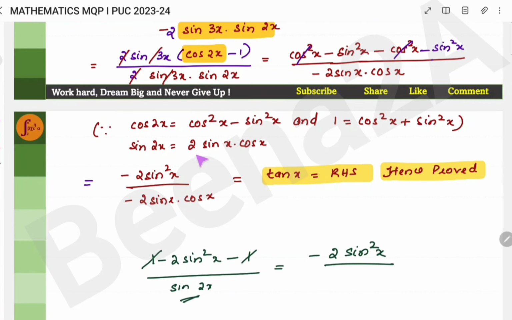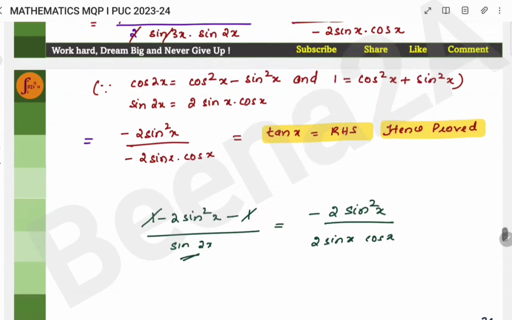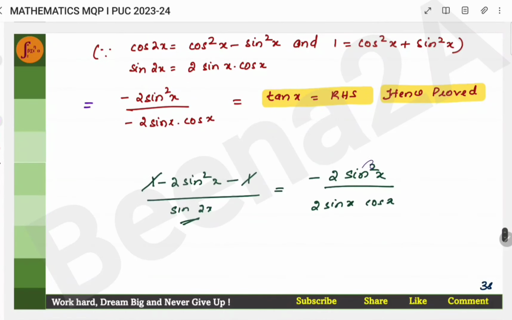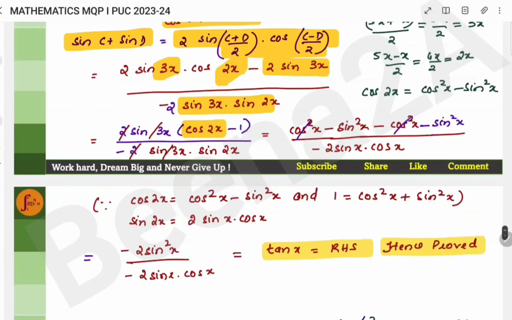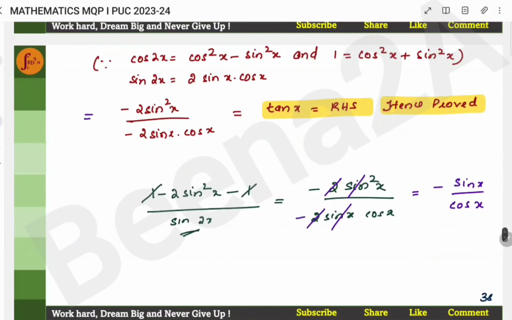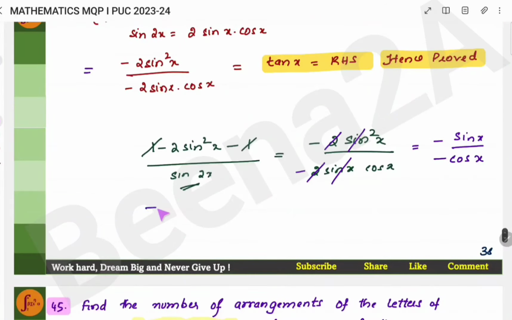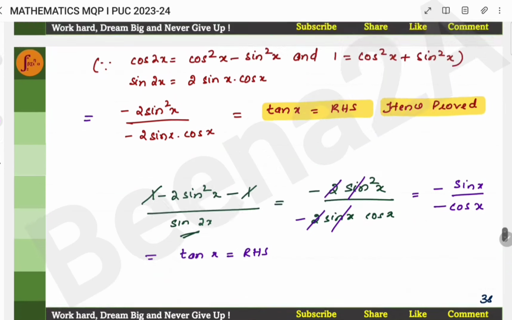What is sine 2x? Sine 2x is 2 sine x into cos x. So one sine x and sine x will get cancelled. 2 will get cancelled. So you'll be left with minus sine x by cos x. You have a negative sign here, and here you have negative. So finally you'll get sine x by cos x, which is tan x, which is equal to RHS.